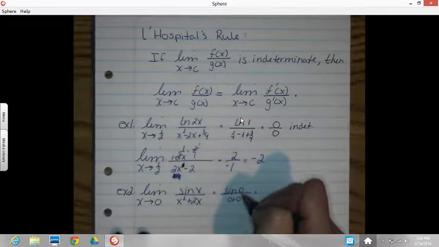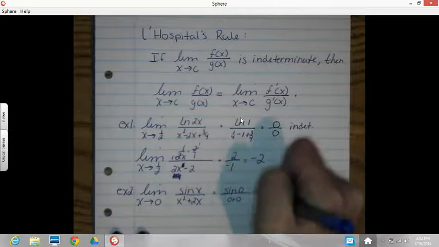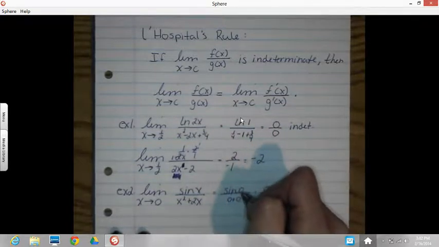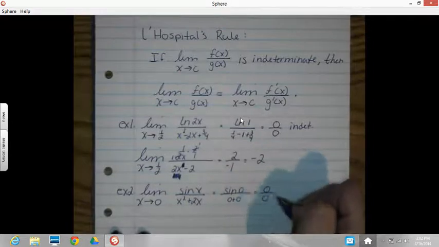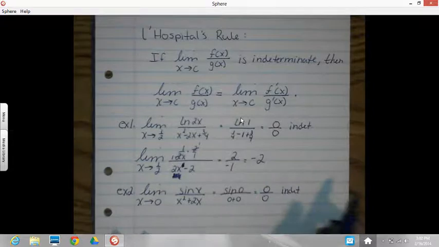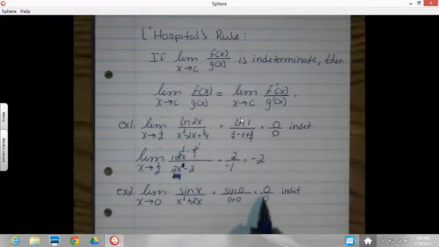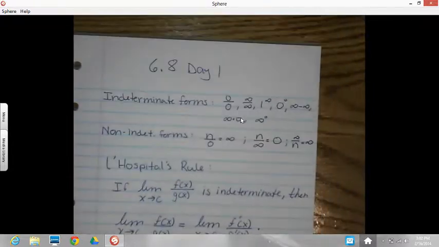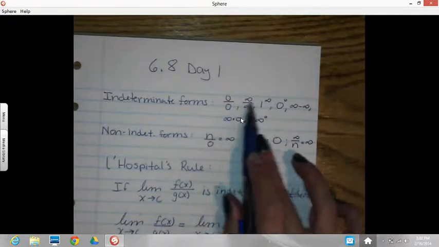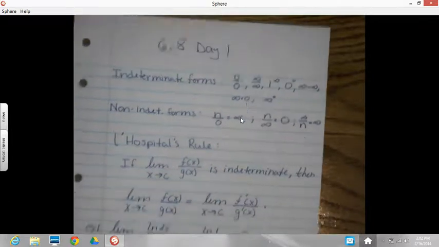It starts at the origin. Sine starts on the origin and then goes up, so that is 0. Cosine of 0 is a 1. So indeterminate. So I can apply L'Hopital's rule. As long as I've got one of the indeterminate forms as a fraction, so it's got to be this one, this one. Those are the only two that are fractions. I have to get into fraction form to do it.